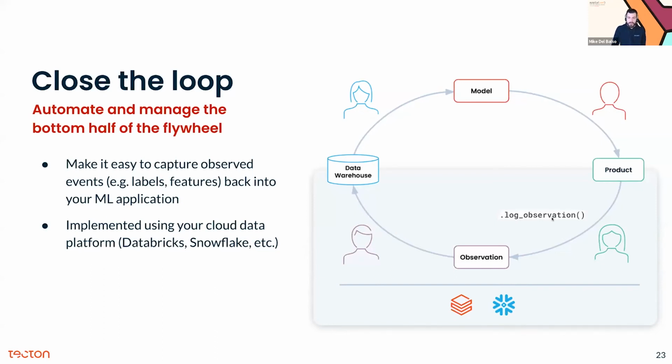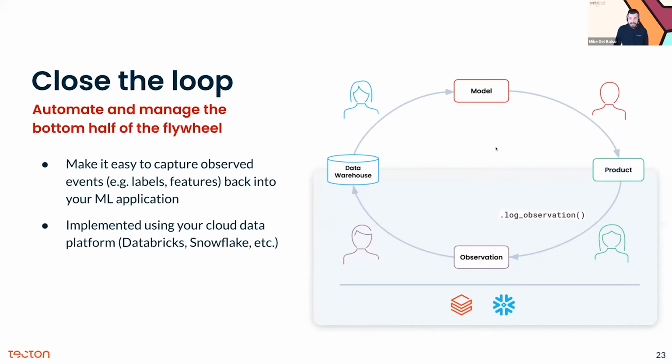And then we want the entire loop to be implemented on top of your cloud data platform. So you don't want to spin up a whole new data stack to support this. This should all merge in with what your data team is doing today. They're probably using a data lakehouse or a data warehouse in some way, or a data lake, and having all of this be implemented on top of your existing data stack.